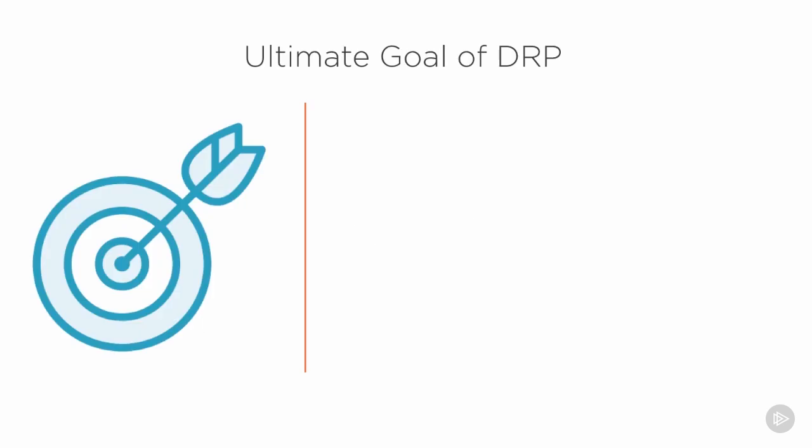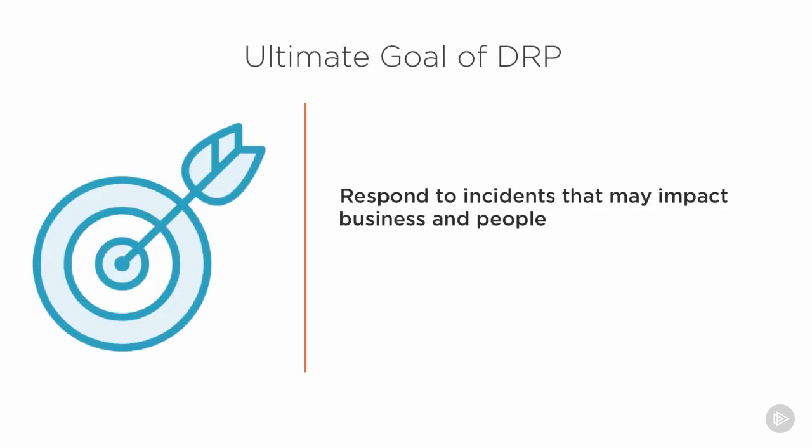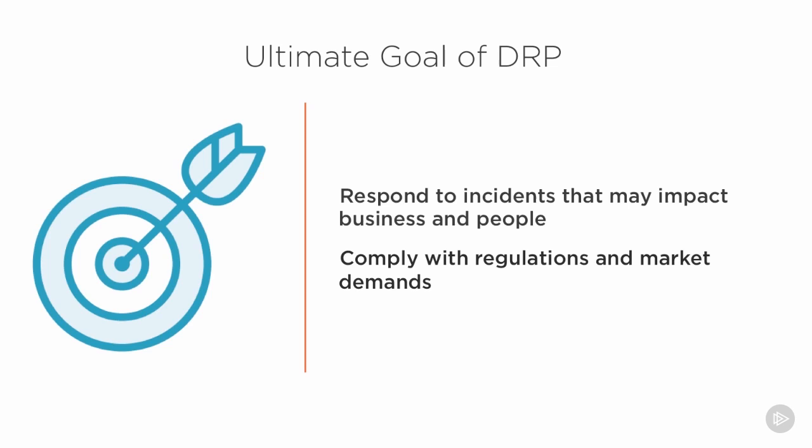The ultimate goal of disaster recovery planning is that we have a plan in place to enable an effective response to any type of an incident that could affect the business and of course, our people, our employees and customers and managers. In many cases, we may have regulatory requirements that say we have to be able to provide service to our customers within this time period. We may have market expectations where it's expected that we will be up and running within this amount of time or we'll start losing customers.